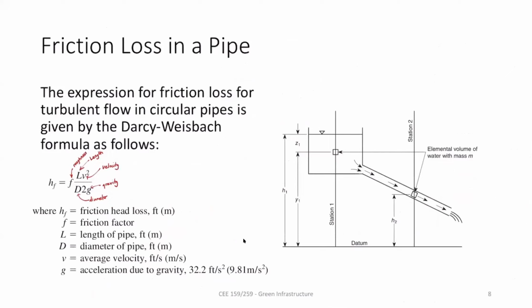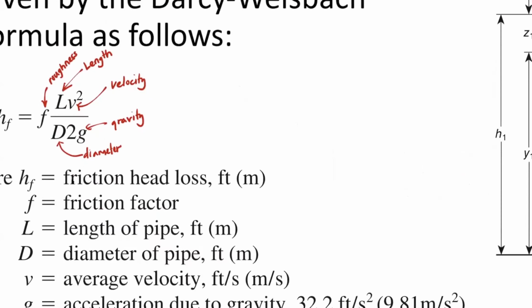All right, so if you know this equation, you can calculate head loss by just putting in these values. And that friction factor can depend on roughness and many other factors. F depends on materials. It basically depends on roughness as well as pipe materials.